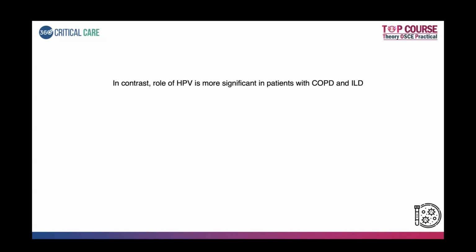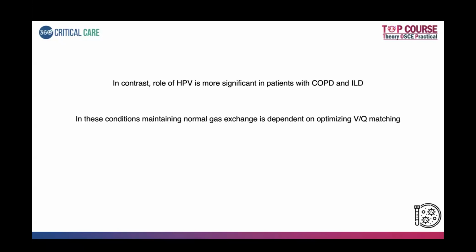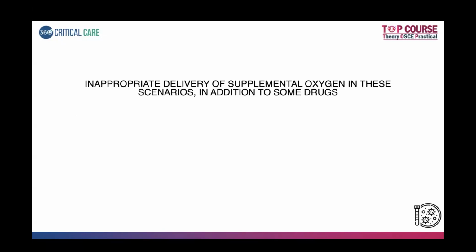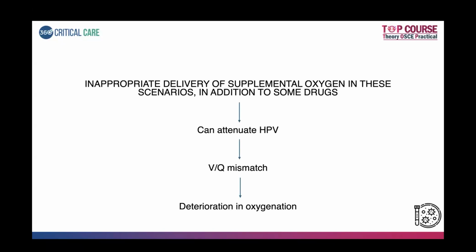But in contrast, the role of HPV is more significant in patients with COPD and interstitial lung diseases. In these conditions, maintaining normal gas exchange is dependent on optimizing the VQ matching, which is influenced by HPV, which aids in oxygenation. So inappropriate delivery of supplemental oxygen in these scenarios, in addition to the use of some drugs, can attenuate the HPV response and can lead to VQ mismatch, ultimately leading to hypoxia, that is, deterioration in the oxygenation.